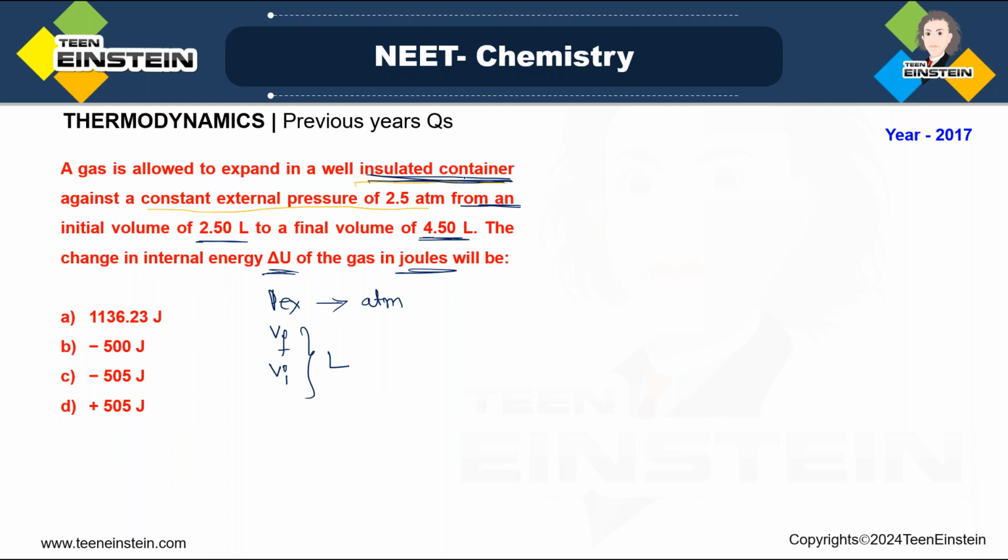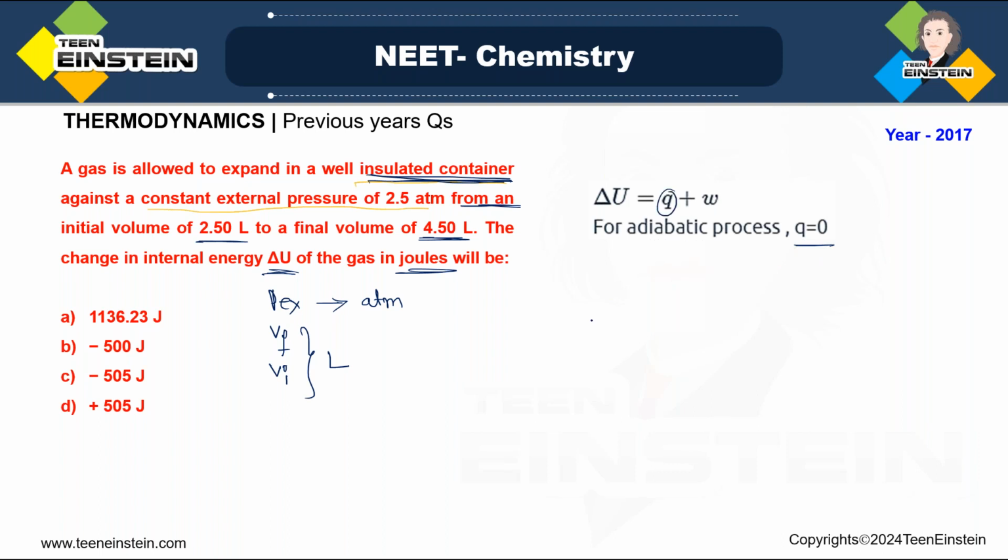Okay. Now it is a well insulated container. It means what? This is the important information. Well insulated means heat cannot pass. That means it is an adiabatic process. And when it is an adiabatic process, how to calculate del U? Now del U is directly equal to W because this part, q, is 0.